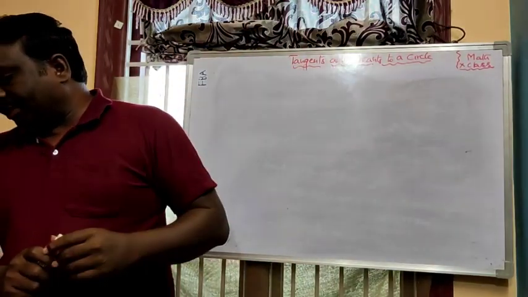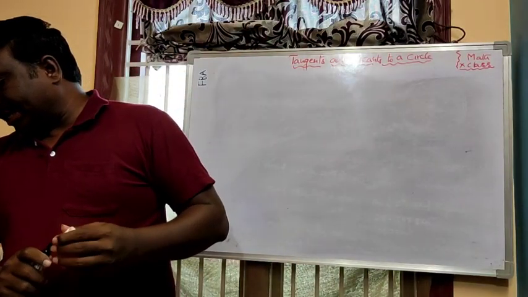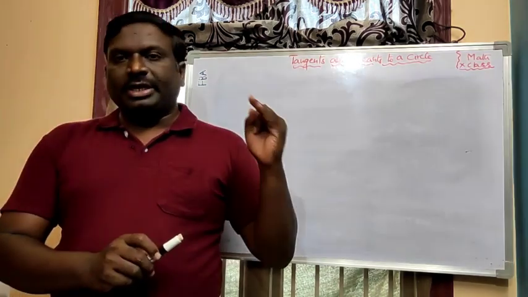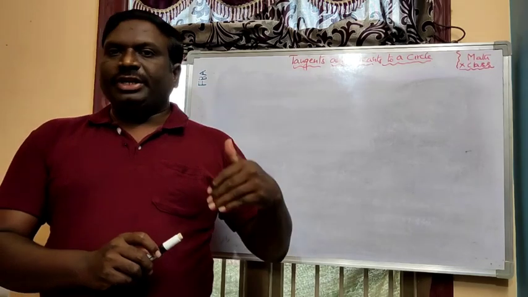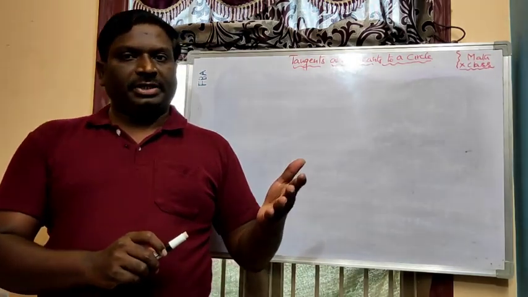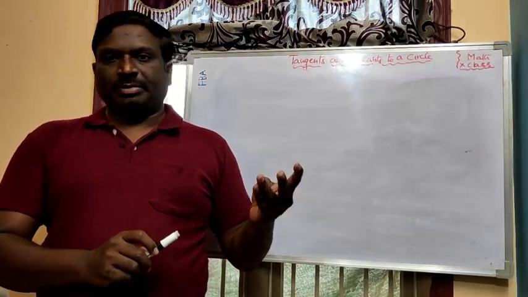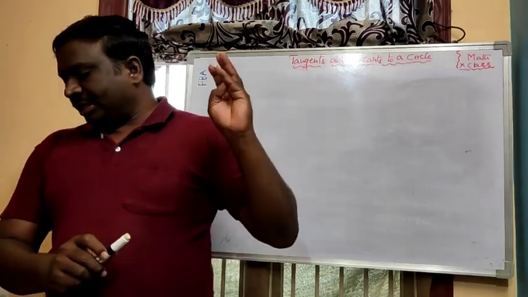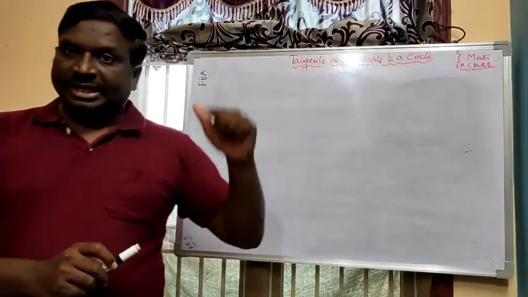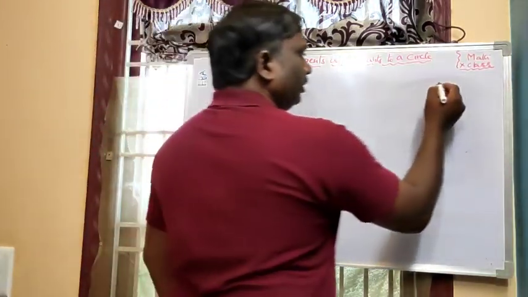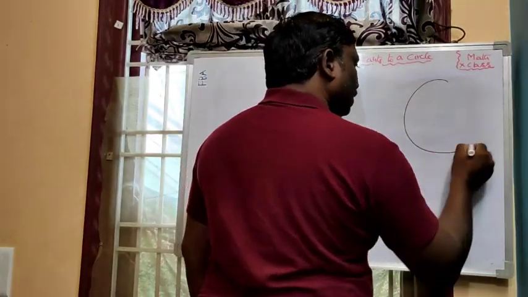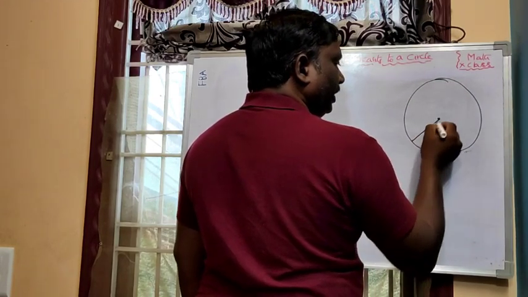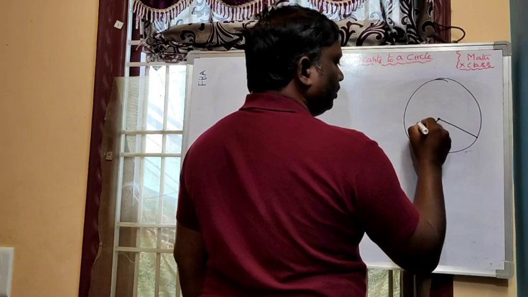A chord of a circle with radius 10 cm subtends a right angle at the center. Find the area of the corresponding minor segment and major segment. So here we need to find the area of the minor segment and the area of the major segment. They gave the radius 10 cm, and the chord subtends a right angle at the center. That means, see here, let's draw the diagram. Circle, for this circle, radius is 10 cm.